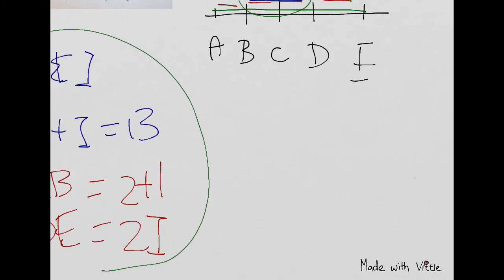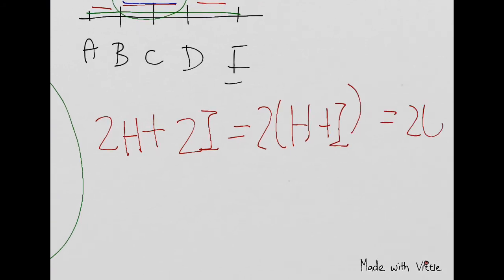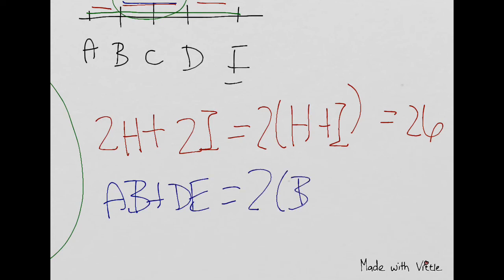So if we do this, we know that our equation would be, let's write it in red, 2H plus 2I equals 2 times H plus I. And this would be equal to 26. Like we did before, just to remember what each variable stands for, let's write out the equation with the original variables from the problem again. So we would have AB plus DE equals 2 times BC plus CD.